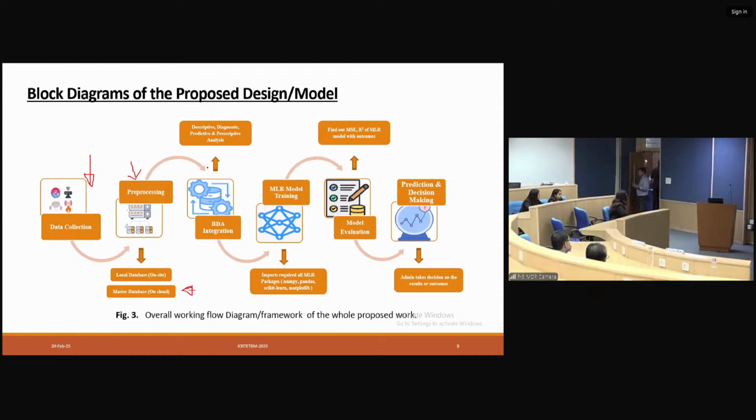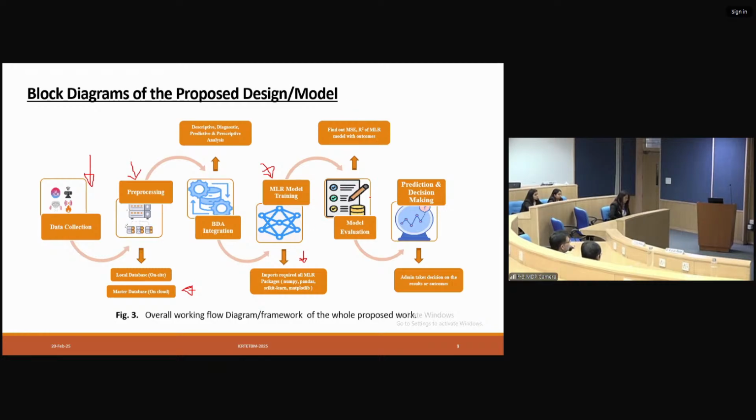And then the data is given to the BDA integration process, where four kinds of BDA analysis can be performed. After that, if any predictive or prescriptive analysis is needed, then machine learning involvement is needed. The machine learning section is based on the MLR modeling, and it is equipped with several packages or libraries like NumPy, Pandas, scikit-learn, matplotlib. So by using this, we can employ the machine learning process very easily.